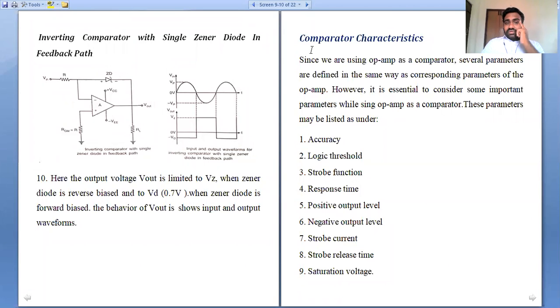Okay, so that means here we can analyze the comparator characteristics in several aspects. Various aspects of the comparator characteristics, or comparator parameters, will be analyzed. The first characteristic is accuracy, then local threshold, and strobe function. Then the response time of the comparator, positive output level, negative output level, strobe current, strobe release time, and saturation voltage. So these are all the parameters.